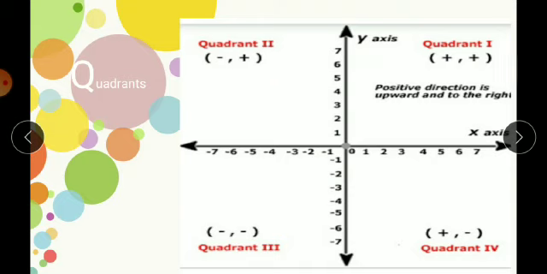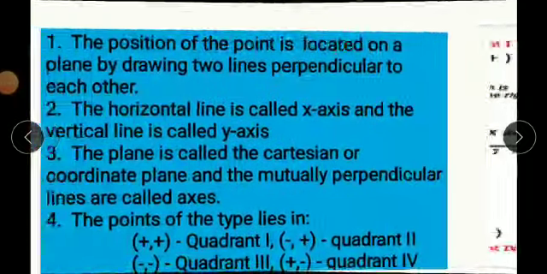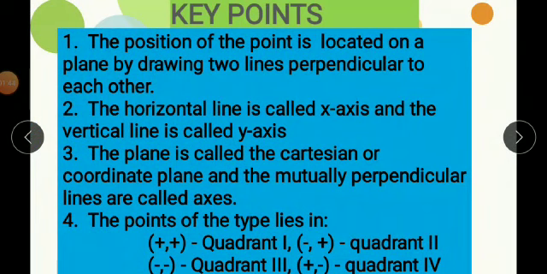called quadrants. The coordinates of a point are of the form plus plus in the first quadrant, minus plus in the second quadrant, minus minus in the third quadrant and plus minus in the fourth quadrant. Now go through these key points.